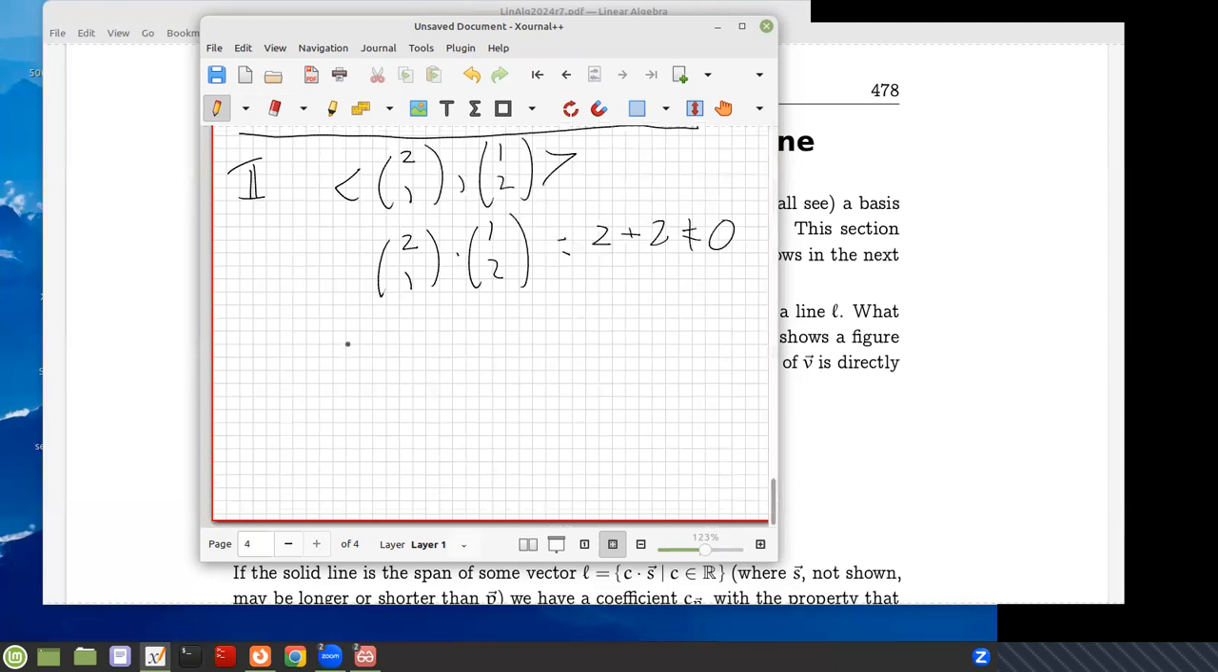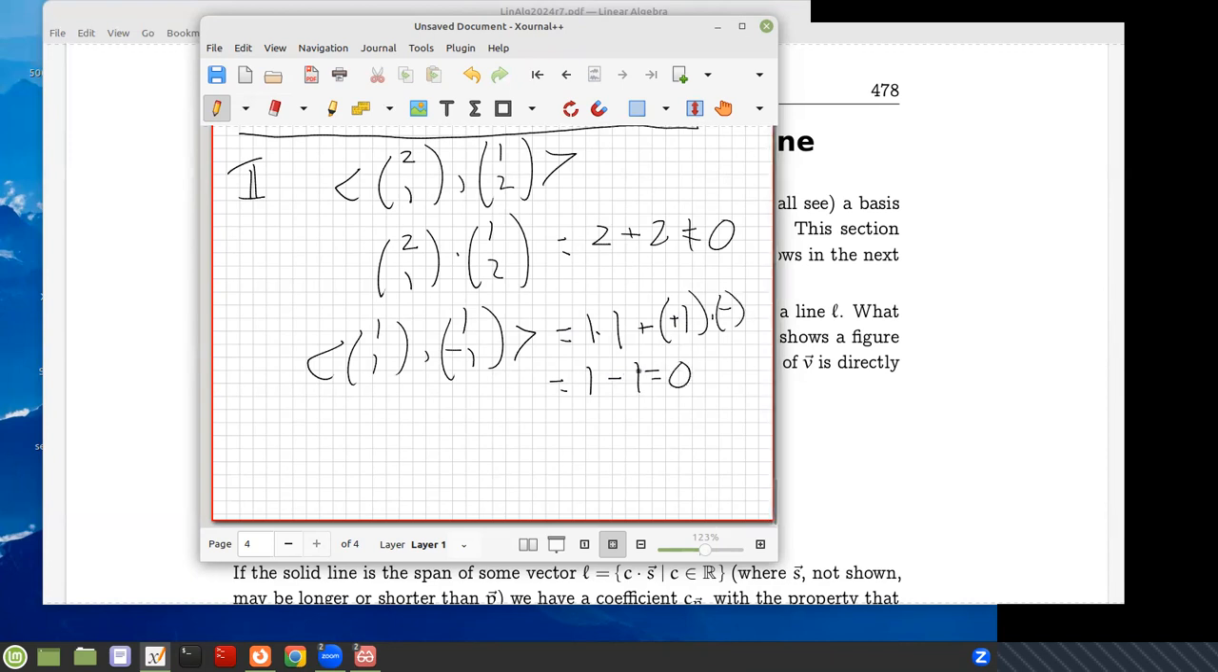They could be, like for example, these vectors: 1 times 1 plus minus 1 times 1 equals 1 minus 1 equals 0. So these are perpendicular. So you don't need to know the geometry to know if they're perpendicular. You just calculate the dot product.